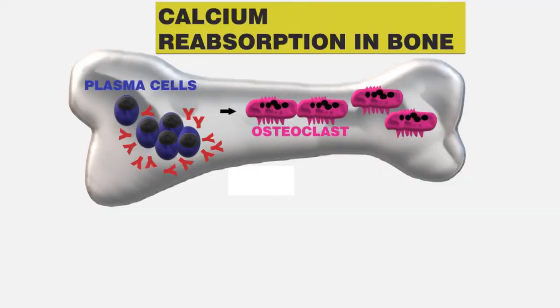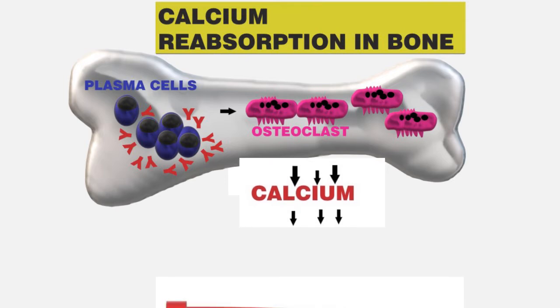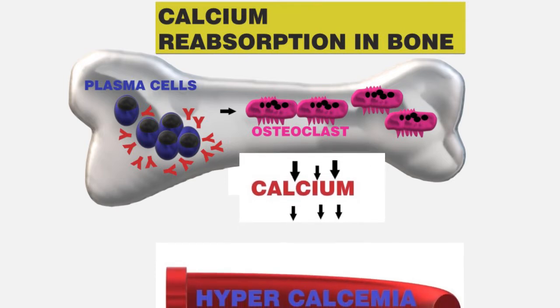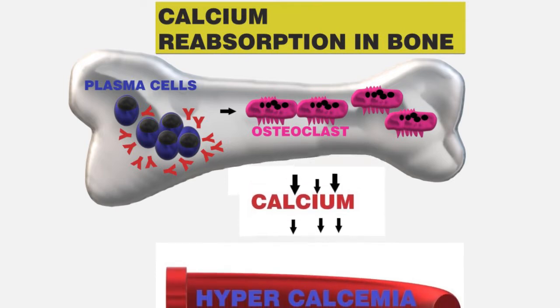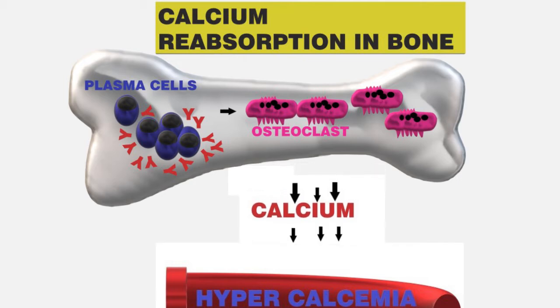Next, we'll move on to serum calcium level. The multiple myeloma cells make substances to instruct osteoclasts to speed up the dissolving of the bone. This can increase the removal of calcium from the bone, which increases the serum calcium level.